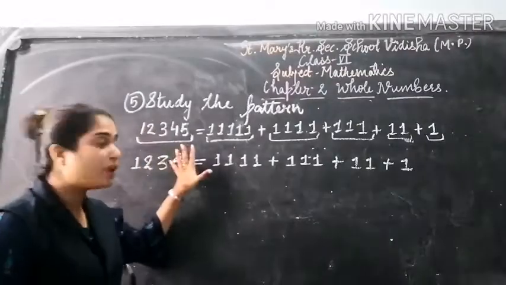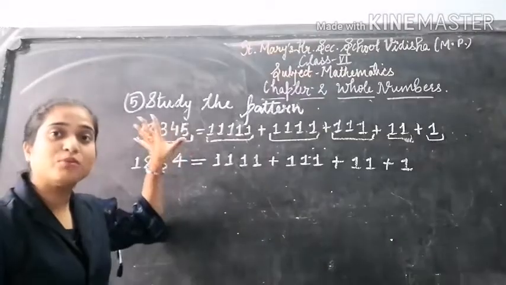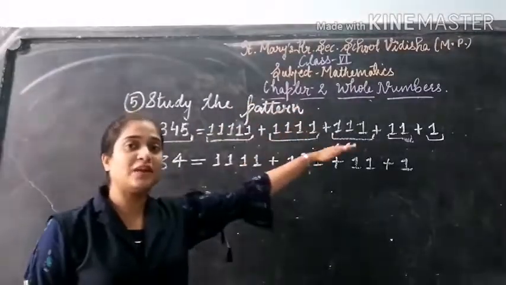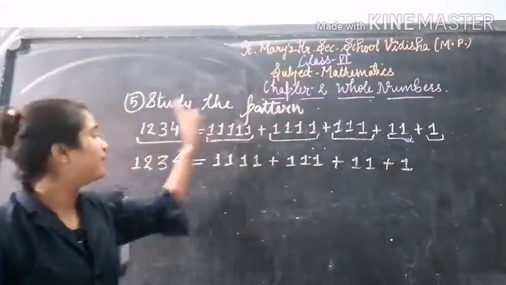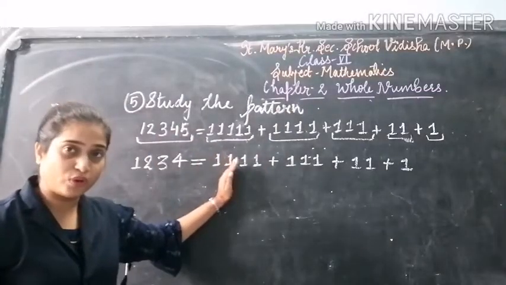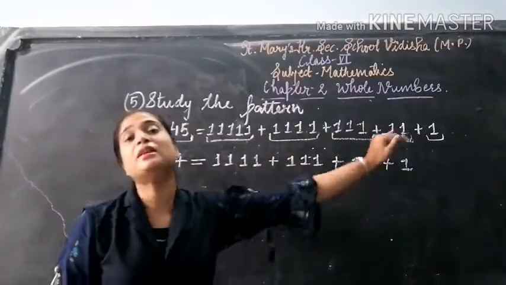When the number was 1, 2, 3, 4, 5, 1 comes 5 times, then 4 times, 3 times, 2 times and 1 time. But when the number is 1, 2, 3, 4, then first of all 1 will come 4 times, then 3 times, then 2 times and then 1 time.